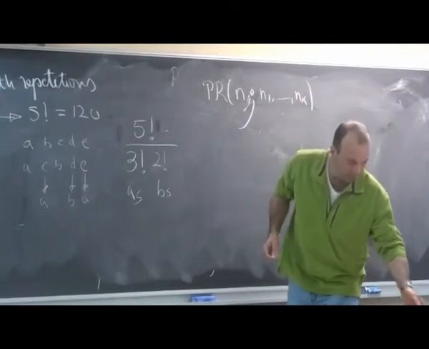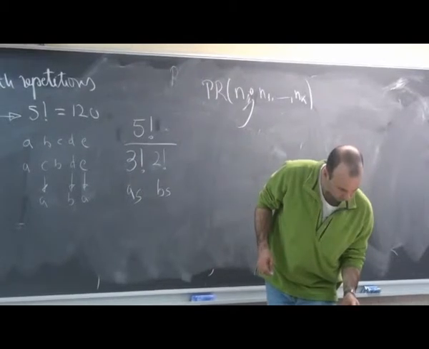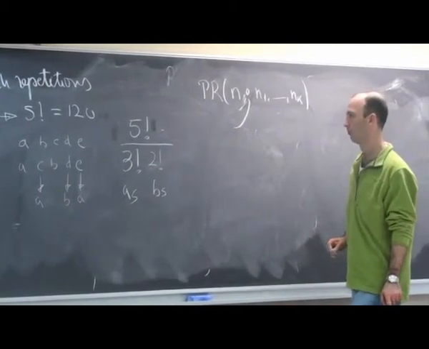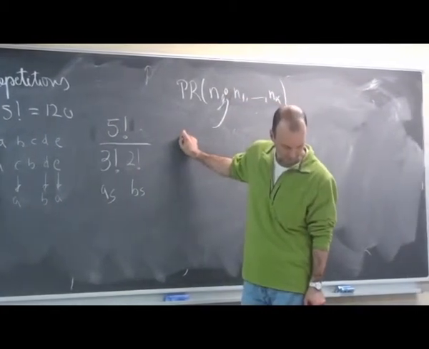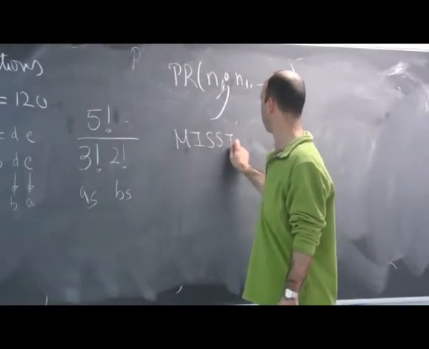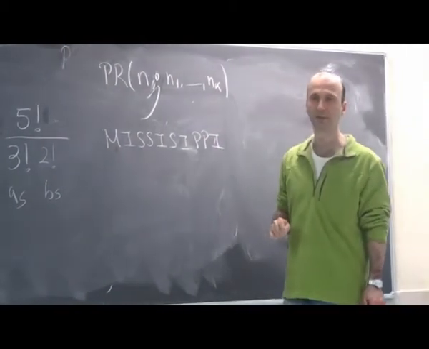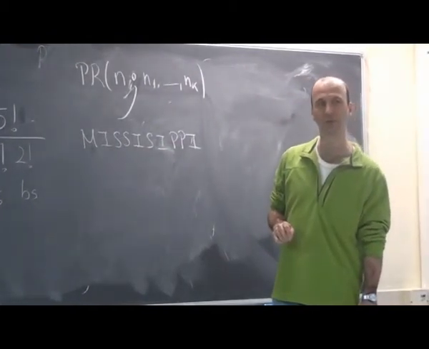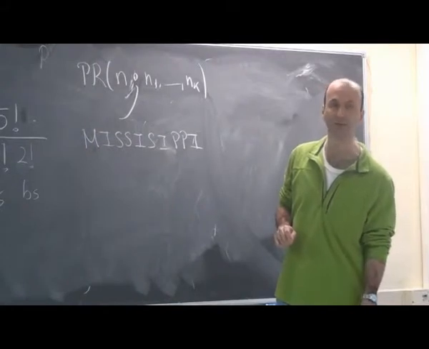For example, there is a funny example here. You know this word? It's the name of a river in the United States. How many permutations, different permutations of that word can I form?